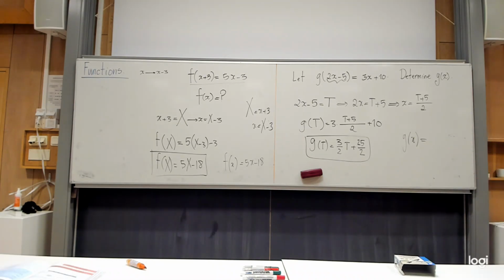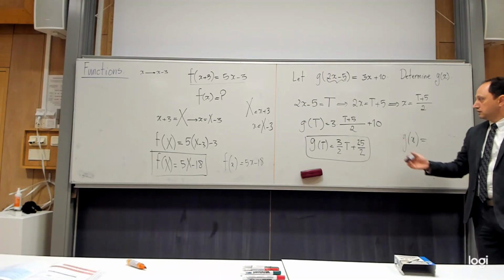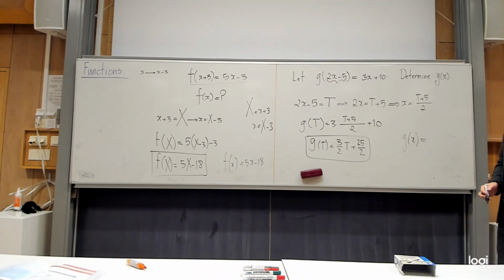So what is g of x? Did I make a mistake here? Should it be 25 divided by 2? Or I got it to 35 divided by 2. No. Or am I missing something? No, I think it's 25. I think it's correct. But forget about that. That's just a minor thing.